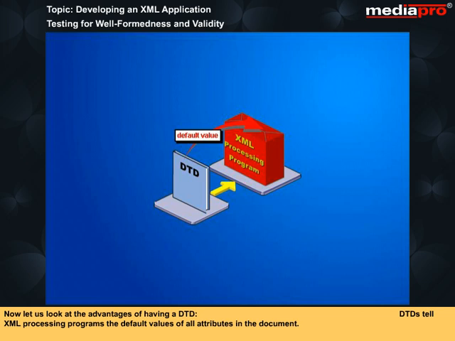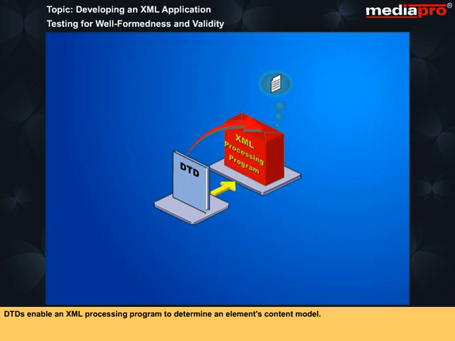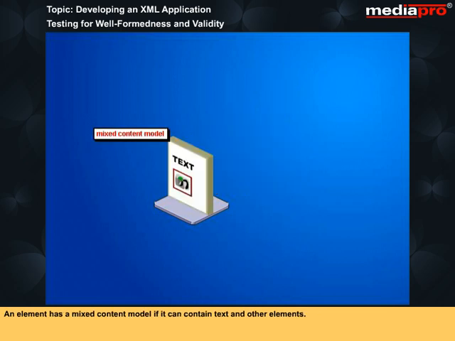Now, let us look at the advantages of having a DTD. DTDs tell XML processing programs the default values of all attributes in the document. DTDs enable an XML processing program to determine an element's content model. An element has a mixed content model if it can contain text and other elements. If an element can only contain other elements, it is said to have an element content model.